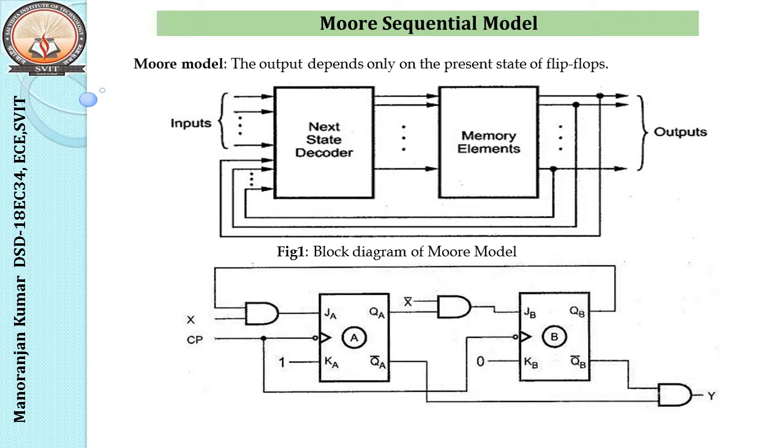This is the example we have taken here, and the example is simple. You can see X is my input, CP is the clock pulse, and Y is the output. When you want to find the expression for Y, you can see Y is equal to QA bar, which has gone as one of the inputs to the AND gate, and QB bar, which has gone as the other input to the AND gate. So the expression of Y will be QA bar QB bar. Nowhere is the input X reflected in the output expression. So the output of the Moore model is independent of input X.